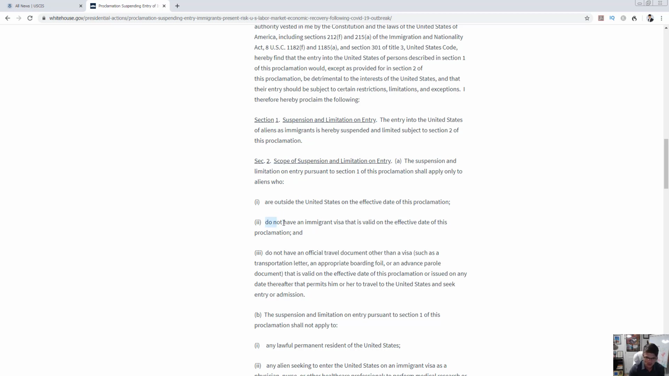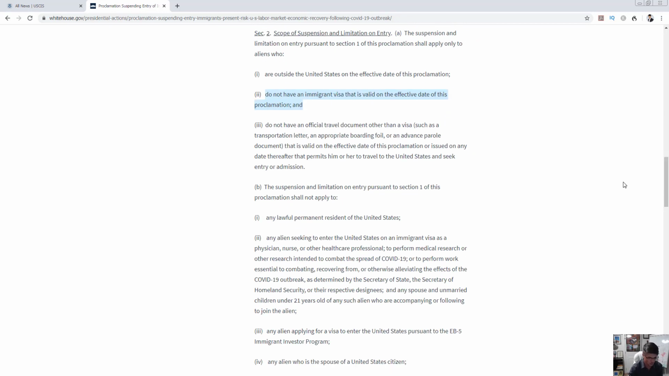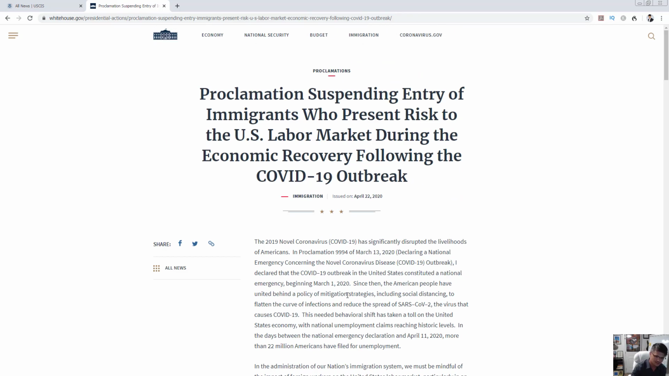Now, this applies to those who do not have an immigrant visa that is valid on the effective date of this proclamation. So, if you do have an immigrant visa that was valid before this proclamation, which is April 22nd, so if you had the immigrant visa before April 22nd, you should be good according to this. If you do have an official travel document other than a visa, for example, a refugee travel document or advance parole document, again, this does not apply to you, and you should be fine. So hopefully I was able to help you out. Who does this apply to? Who does this not apply to?